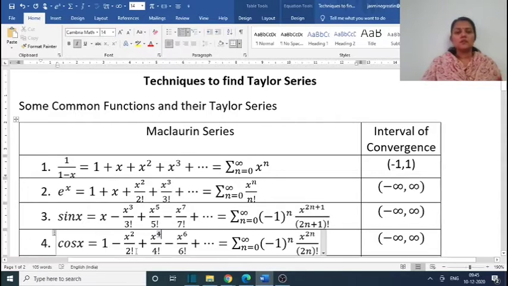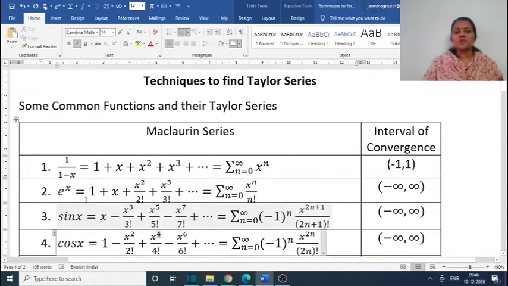This is the common Maclaurin series. First one, 1 by 1 minus x. This is the same as the geometric series 1 plus x plus x square plus etc., which is sigma n equal to 0 to infinity x raised to n. The first term is 1, common ratio x. The sum is a by 1 minus r, so 1 by 1 minus x, and it converges when mod x less than 1, that is, minus 1 to 1. So that is the interval of convergence.